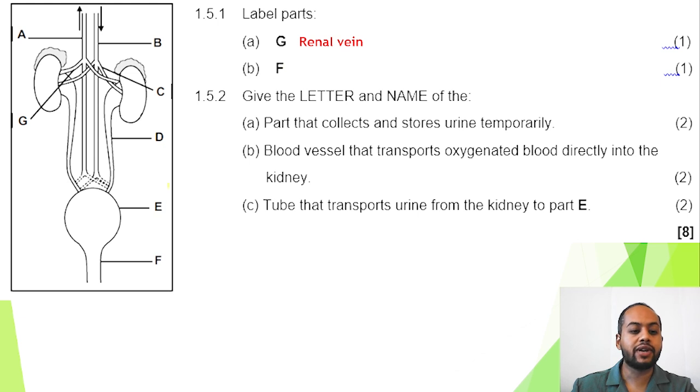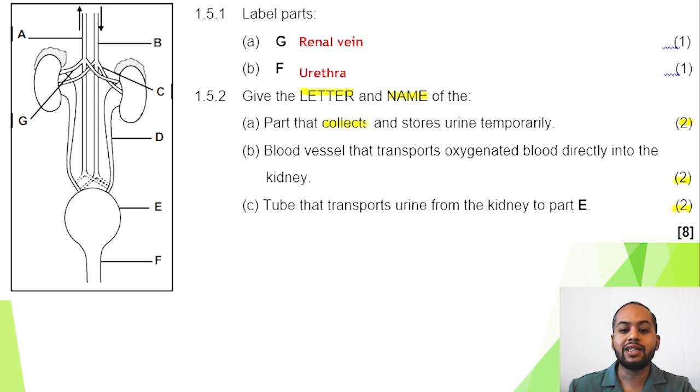Label F, we go look at label F. It points to the section directly underneath the bladder, which is referred to as the urethra. Question 1.5.2 says, give the letter and the name. Please make sure you answer the question according to the instruction given, the letter and the name. Not only the letter, not only the name. You notice that these questions are out of 2 marks. So 1 mark goes to the letter, the second mark goes to providing the name.